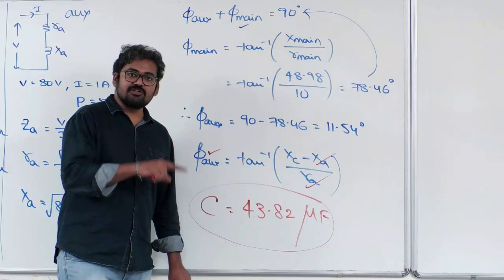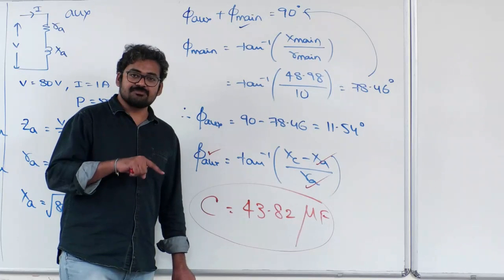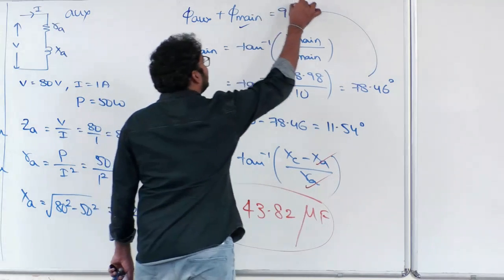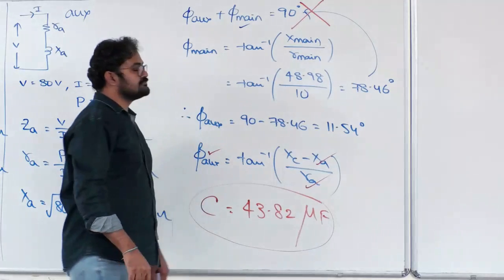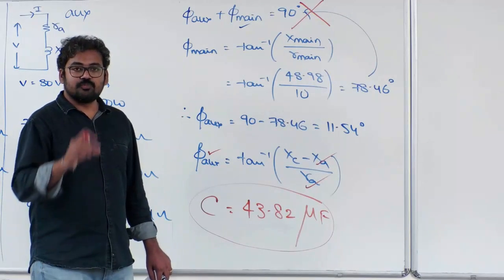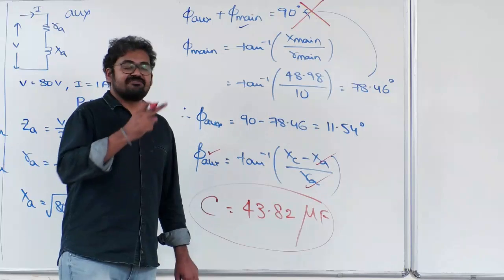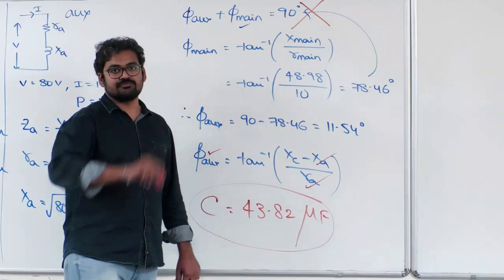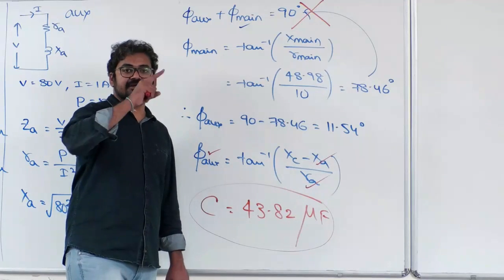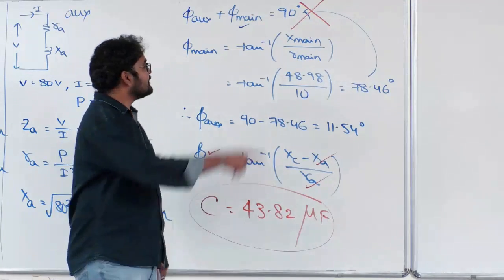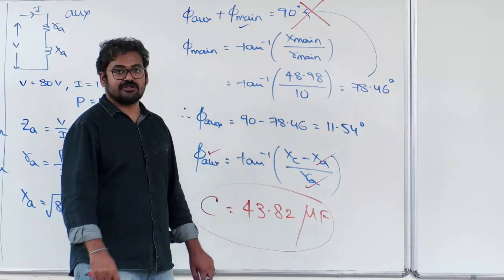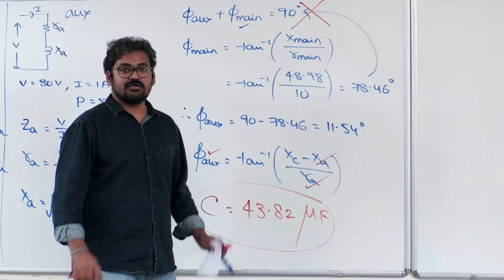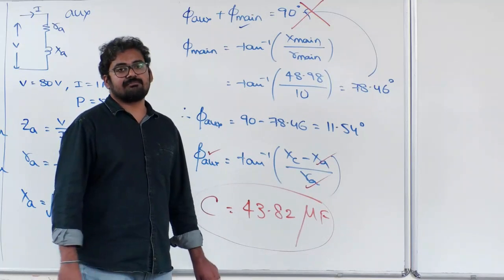Will this capacitance value guarantee maximum starting torque or not? Definitely not, because this is not the condition to give maximum starting torque. What is the condition to provide maximum starting torque? Phi auxiliary is equal to 90 minus phi main divided by 2. If that condition is satisfied, maximum starting torque is possible, but this condition can never give you maximum starting torque. It will give you higher starting torque but not maximum. Okay, so this is about the condition for maximum starting torque.